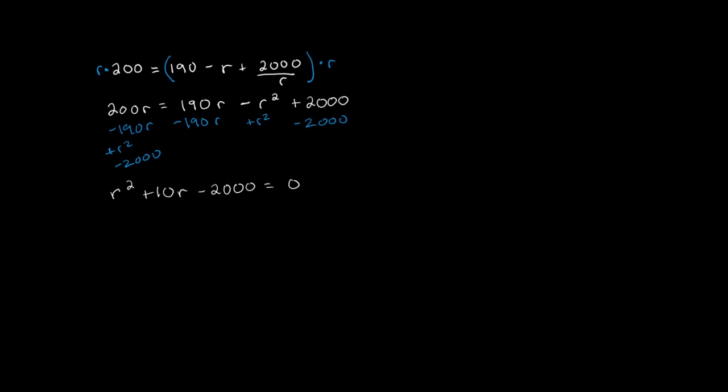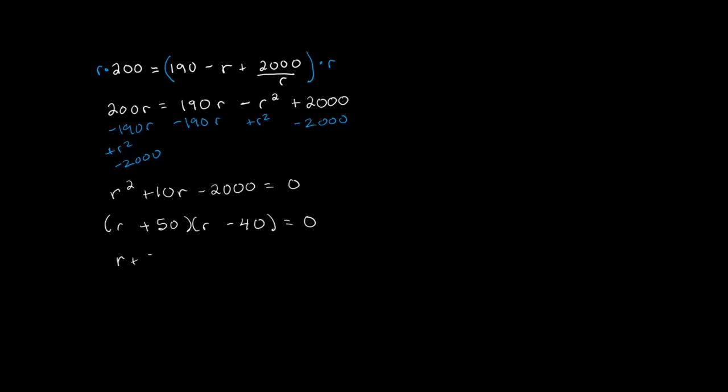So now we've got this quadratic that we want to solve. I'm looking at this. This should factor. So I'm going to try to factor it. I know that it's r times r, and I double check on my calculator. Yes. So I'm going to have a plus 50 minus 40. So 50 times negative 40 gives me negative 2,000. 50 minus 40 gives me 10. So that factors.